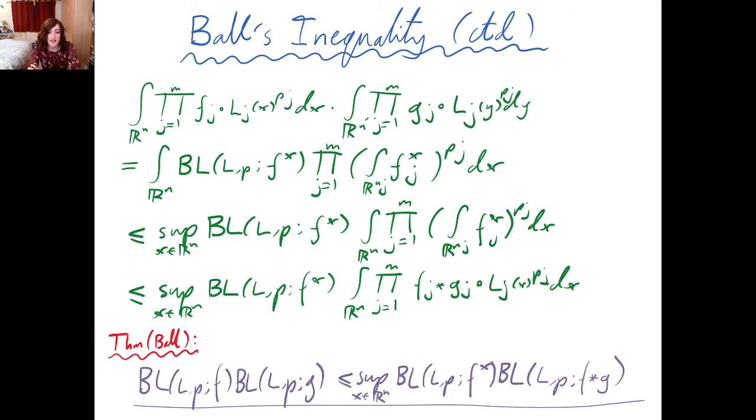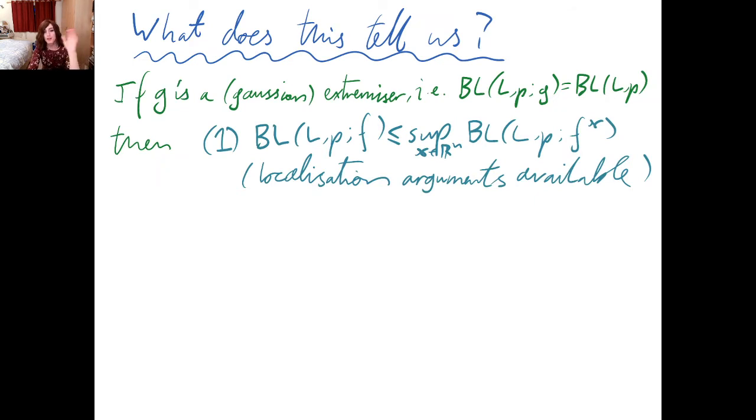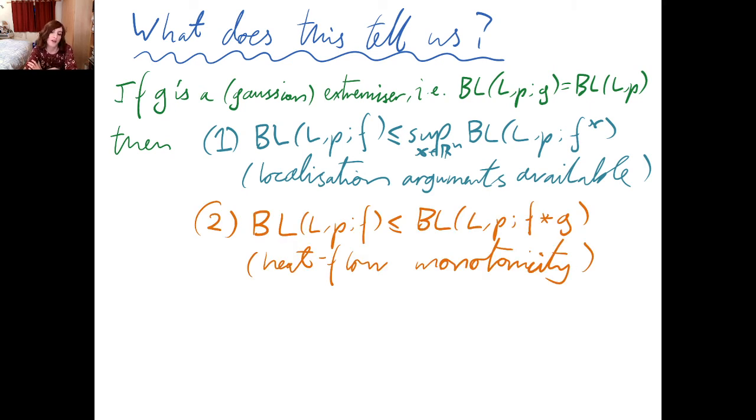And so what we've arrived at is Ball's inequality, which is that the product of the Brascamp Lieb functionals evaluated at f and g is bounded above by the supremum of these localized versions of f and the Brascamp Lieb functional evaluated at the convolution of f and g. So you can ask the question, why is this significant? Well, suppose that G is a Gaussian extremizer. Then we can divide through in two different ways. One is that we can bound the Brascamp Lieb functional of f above by the supremum of localized versions of f, or we can bound it above by the convolution of f with g.